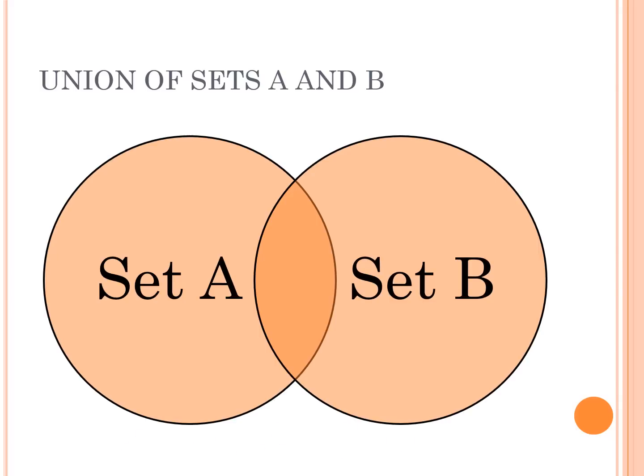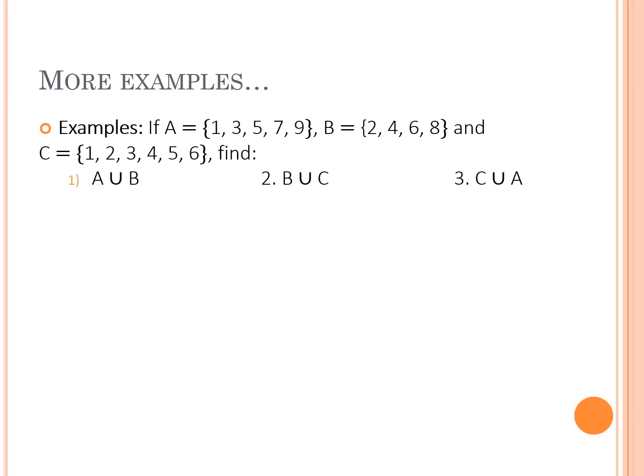And this is how it looks. This is how the union of two sets looks like. Okay, we have this set A and then set B. This is their union.